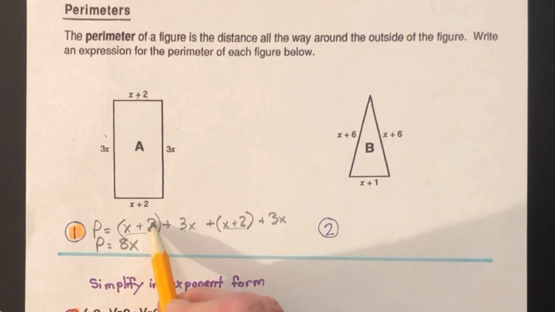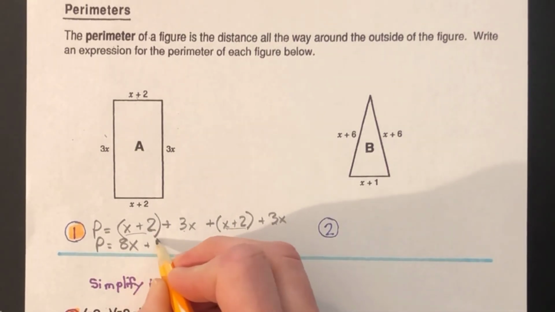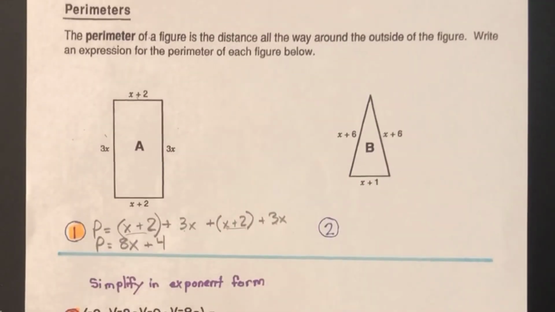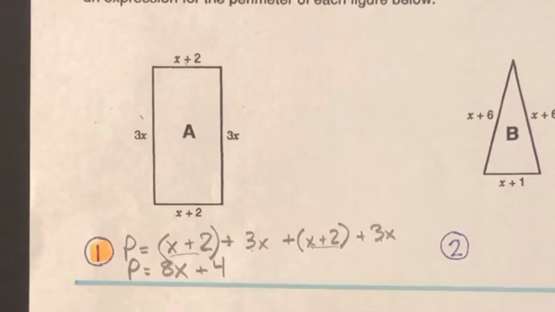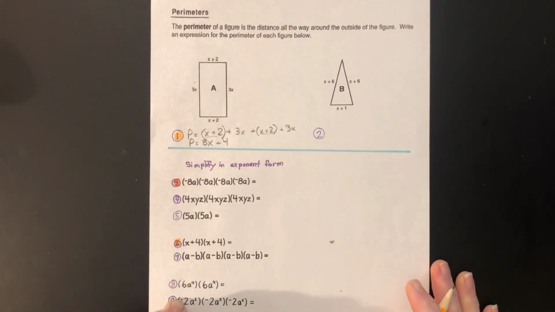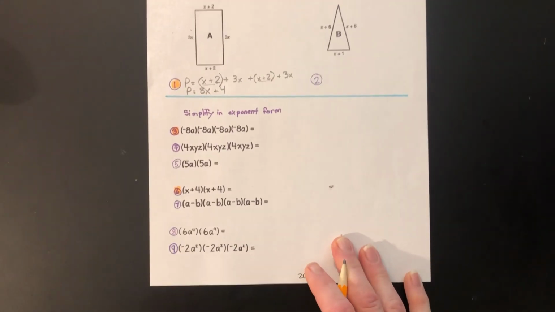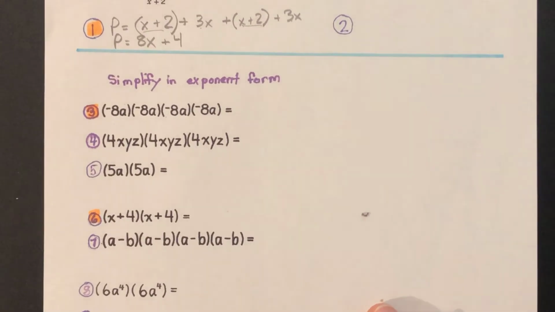Then I have 2 plus 2 plus 4. There you go. See? And then number 2 is the same. Just add up all the sides. Down to number 3. This is very, very simple.